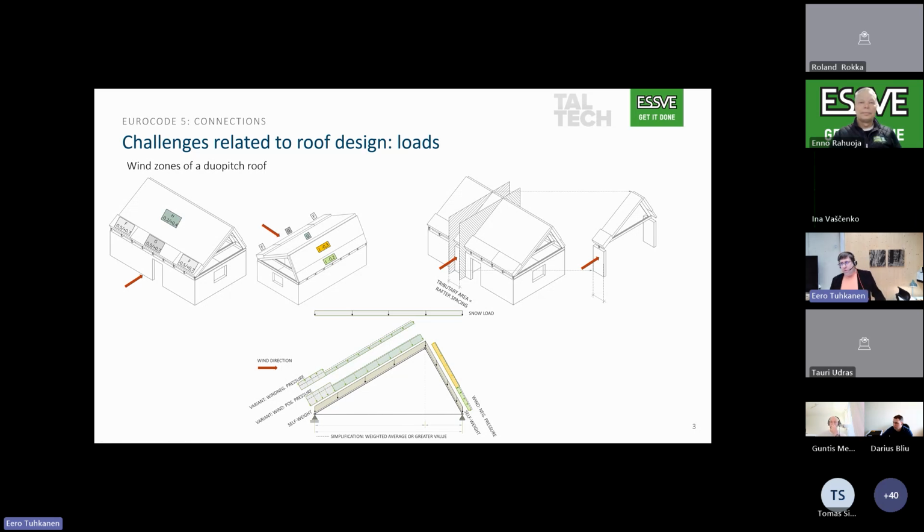And it's also important, if you use software, let's say finite element software, that you know how to input the loads to get real values. For example, for snow load, which is a projected load, not the load entirely on the roof.